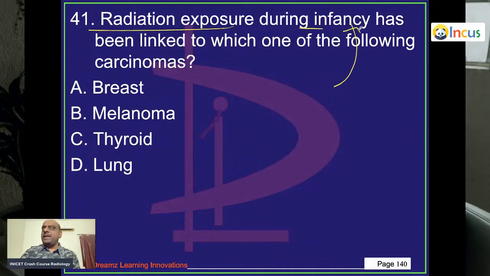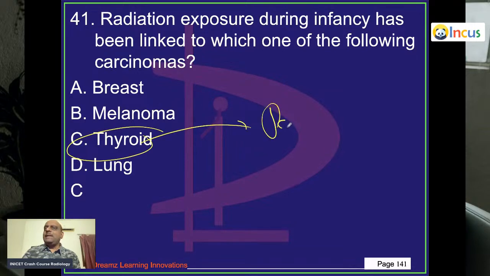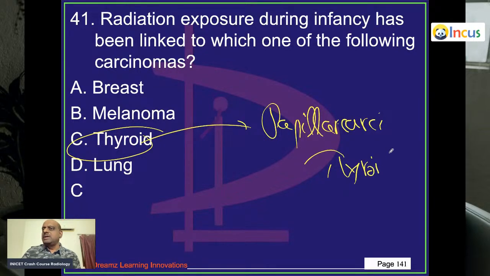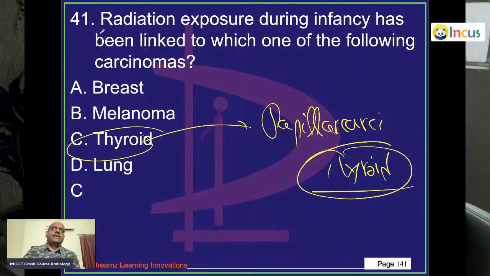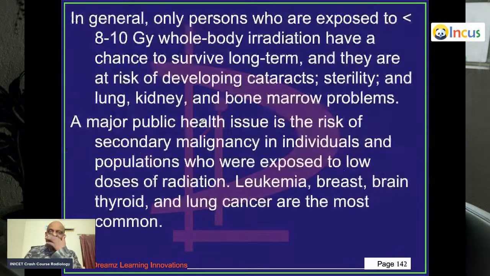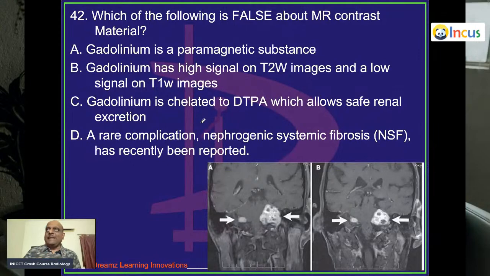Radiation exposure during infancy is linked to which carcinoma? Typically, it is the papillary carcinoma, among the thyroid carcinomas. Typically, radiation exposure is linked to it, is what you need to remember.